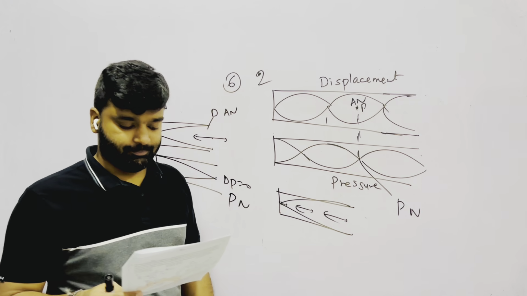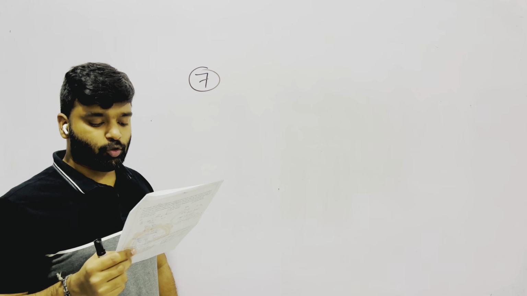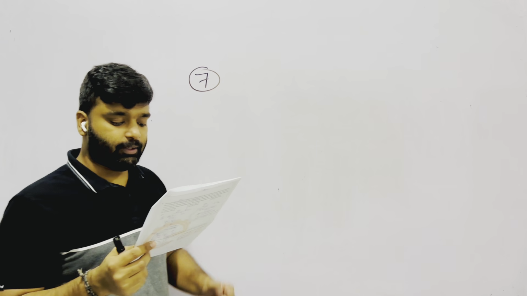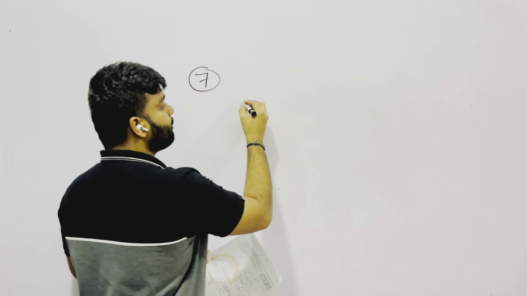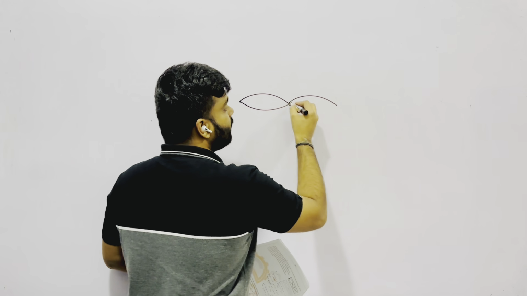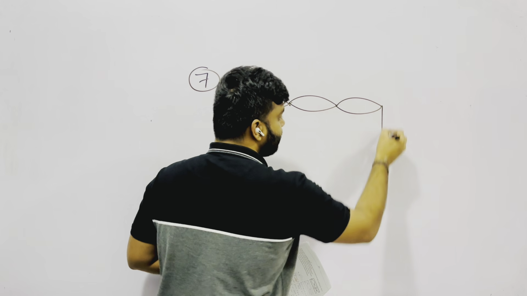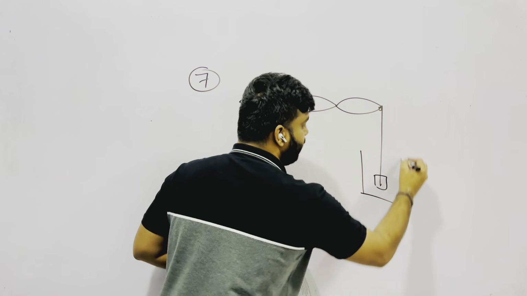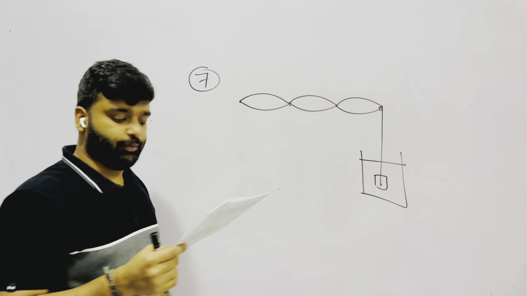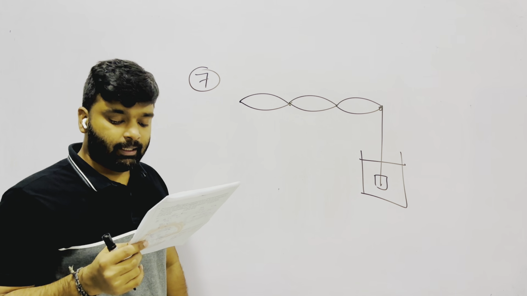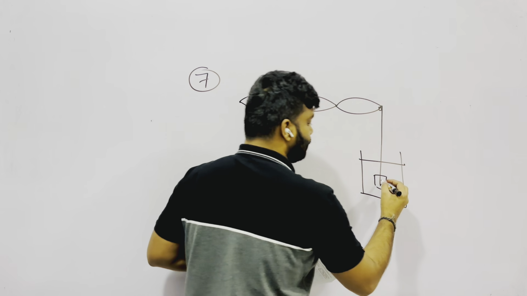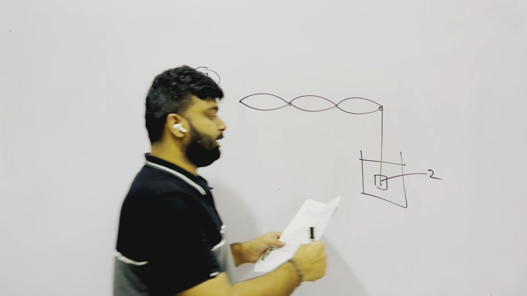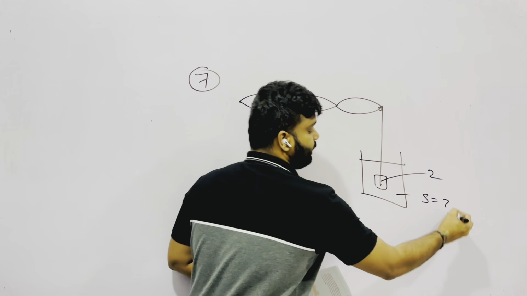Question number 7. The ratio of loops formed in a sonometer wire when the weight suspended from its end is immersed fully in water and liquid respectively is 2:3. In a sonometer wire, it is attached to a weight and the weight is immersed in a liquid. Right. The relative density of the weight is 2. They are asking for the relative density of the liquid. That's the question, no?